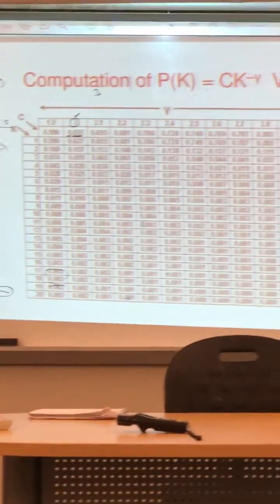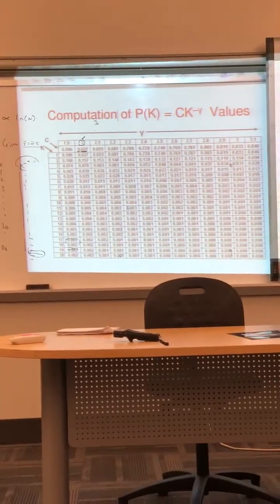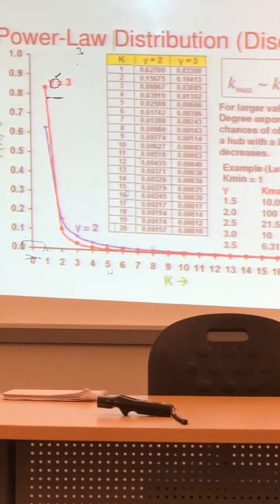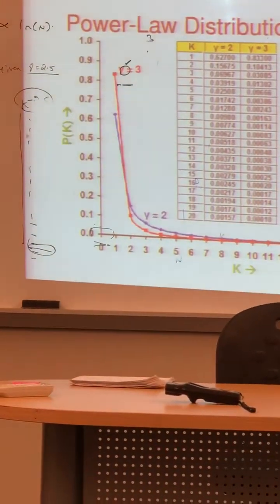Let me show one thing right away. So it's here. If you plot here, for example, gamma is 2 and gamma is 3, the k versus P of k distribution.